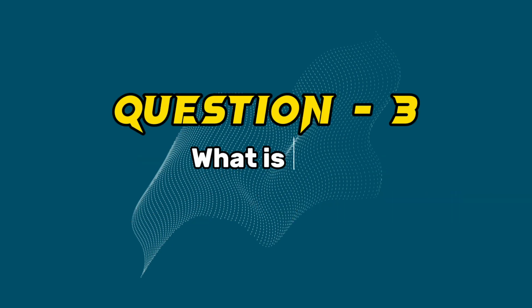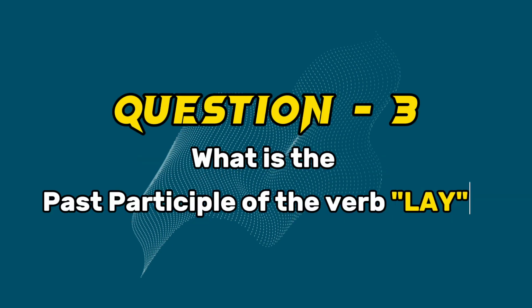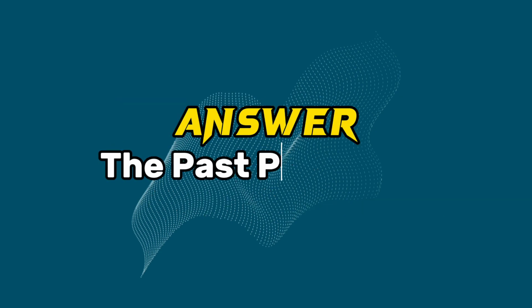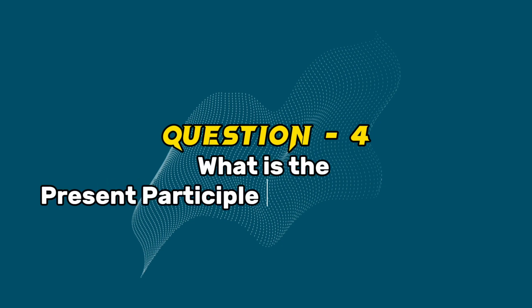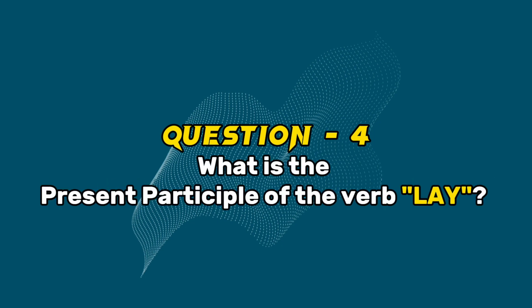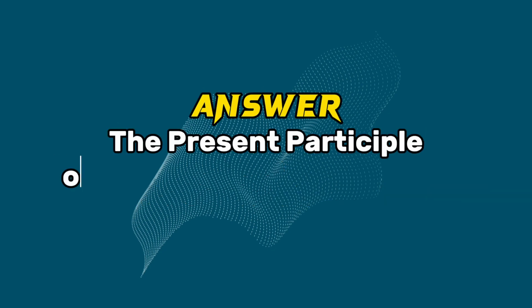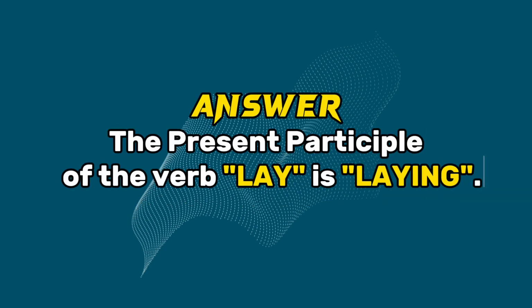Question 3. What is the past participle of the verb lay? Answer. The past participle of the verb lay is laid. Question 4. What is the present participle of the verb lay? Answer. The present participle of the verb lay is laying.